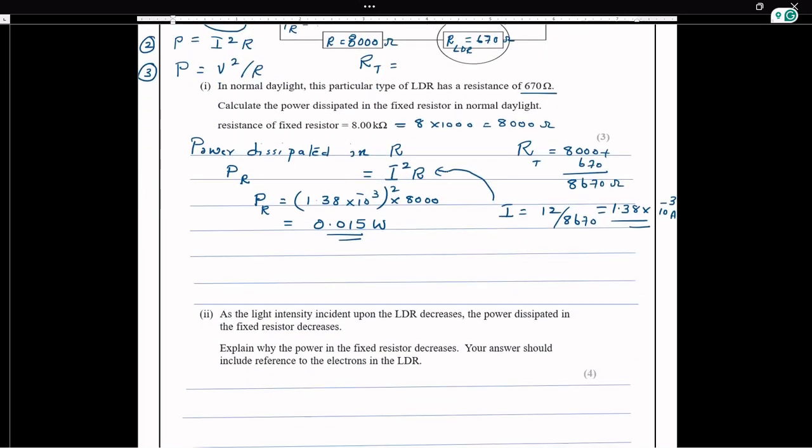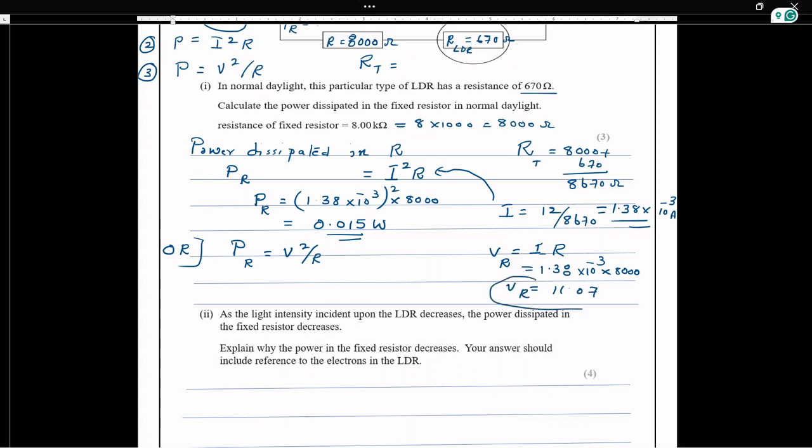Now, the same question, if you want, you can do with the third equation also. So P of resistor R equals V square over R. I can use this also, but here you have to calculate the voltage across R. Voltage of R is I times R, which is 1.38 times 10 to the power of negative 3 times 8,000. On calculation this is 11.07. 11.07 volts is the voltage across R.